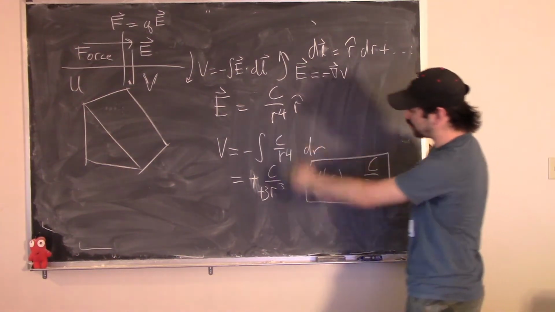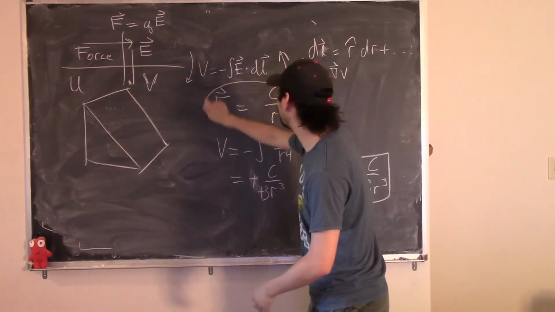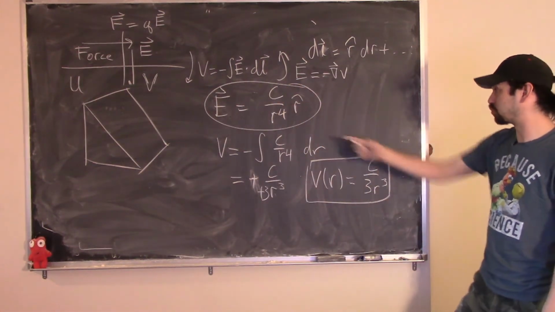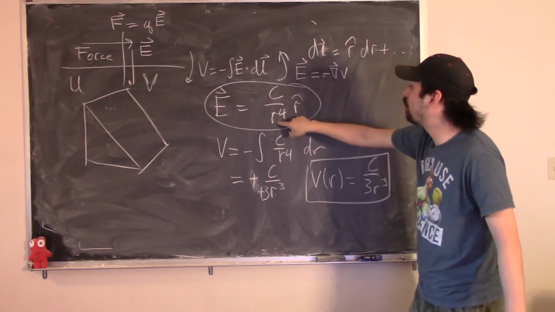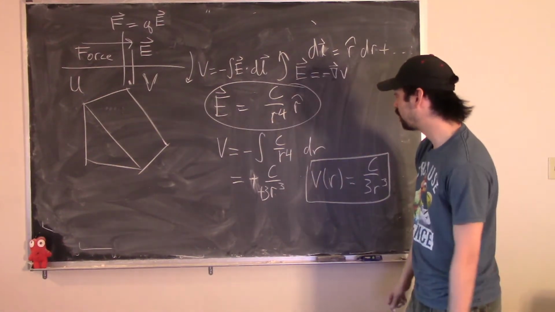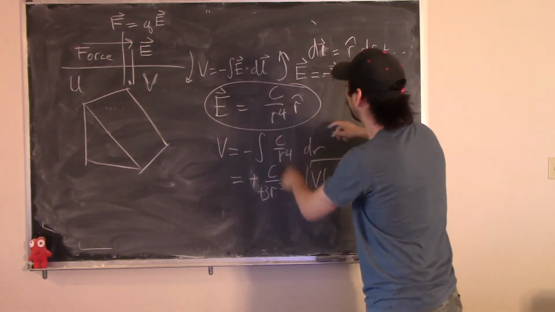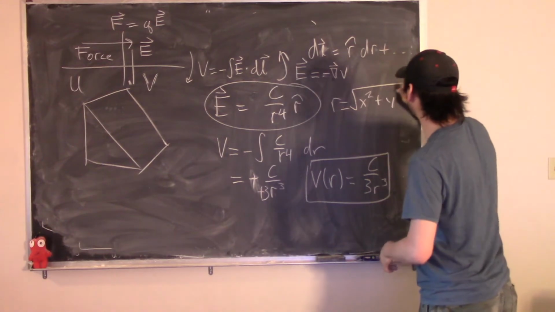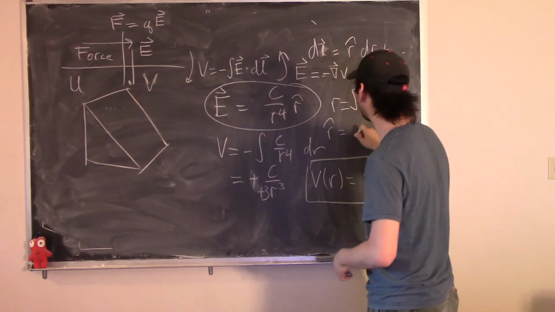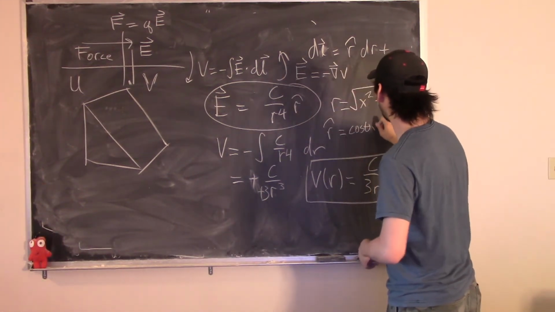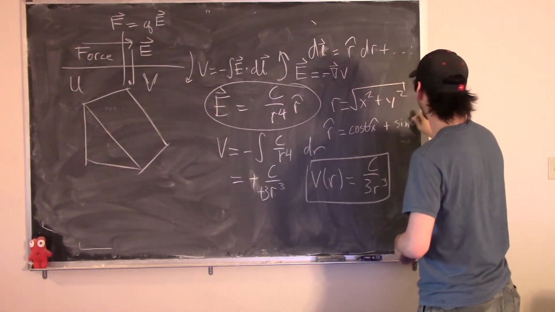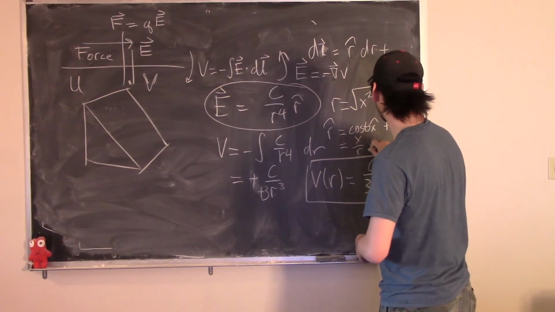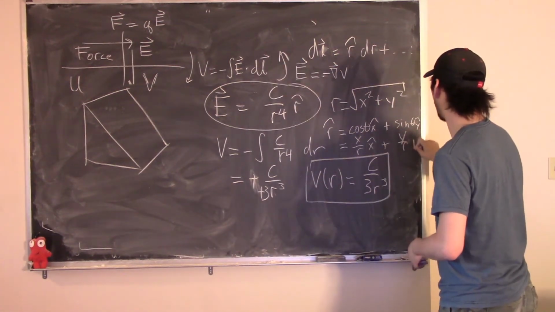But we already started from this electric field, so why not start from here and, rather than having it in polar coordinates, write it in Cartesian coordinates. And that's to say that in general here, r is going to be equal to the square root of x squared plus y squared. R hat is going to be equal to cosine of theta x hat plus sine of theta y hat, which is equal to x divided by r x hat plus y divided by r y hat.